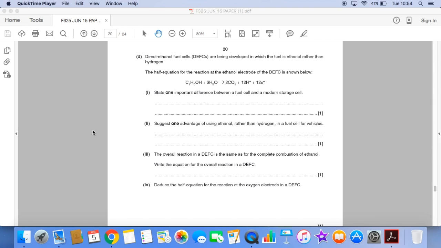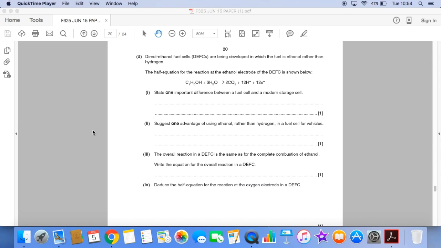And now the question moves to fuel cells. It's not the hydrogen fuel cell, it's a direct ethanol fuel cell. So we're going to be given all the information required to answer the question. So we're told that these fuel cells are being developed in which the fuel is ethanol rather than hydrogen. The half equation for the ethanol electrode is given. And then some questions. One important difference between a fuel cell and a modern storage cell. One advantage of using ethanol rather than hydrogen in a fuel cell for vehicles.